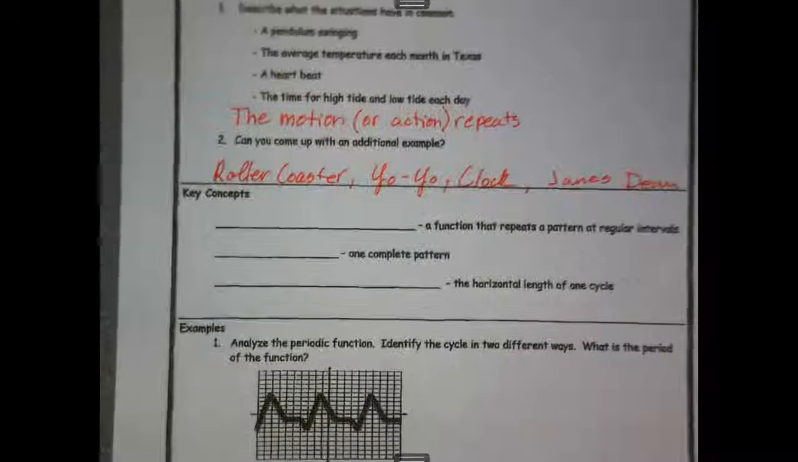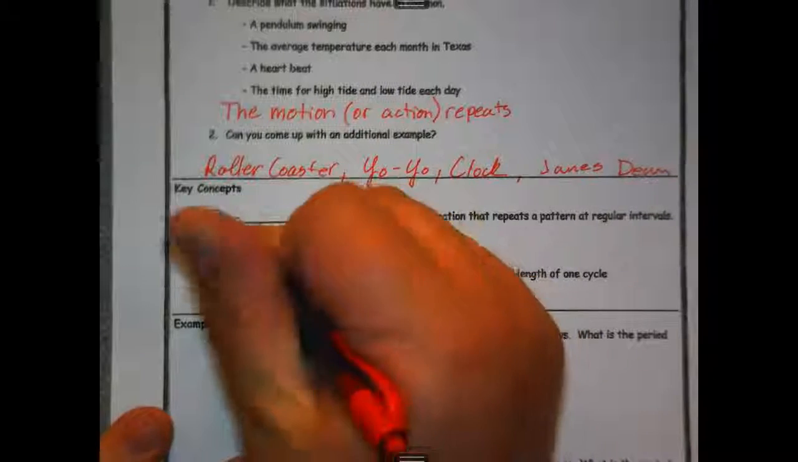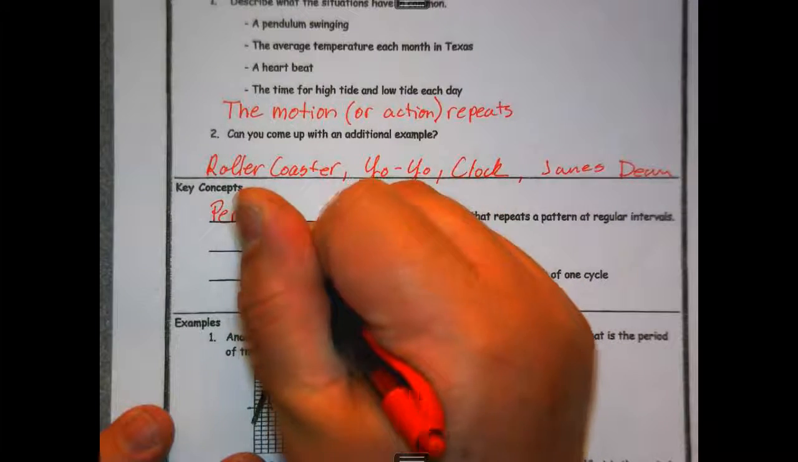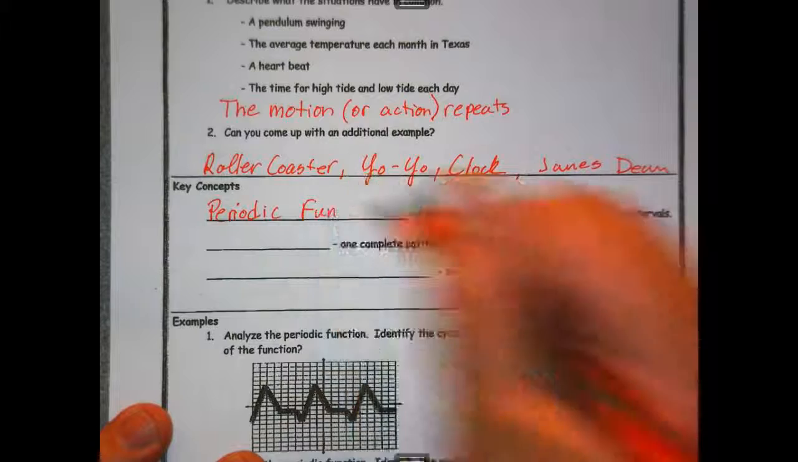Concept. A function that repeats a pattern at regular intervals. That would be a periodic function. You know what we should call it? We should call it a James Dean function.